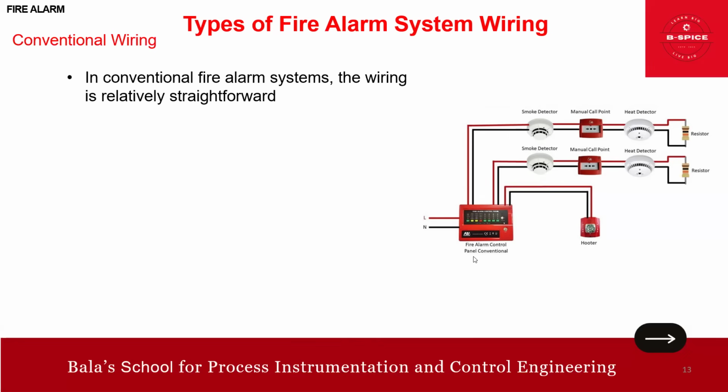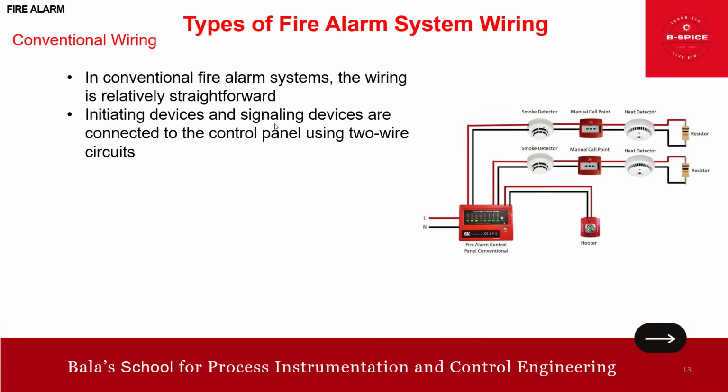So in a conventional fire alarm system, the wiring is relatively straightforward. Initiating devices and signaling devices are connected to the control panel using two wire circuits. That's what I meant, two wire circuits.